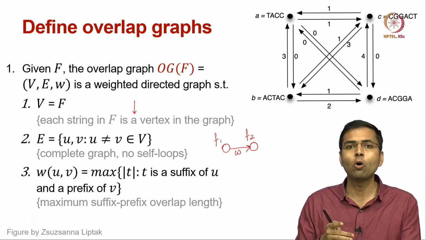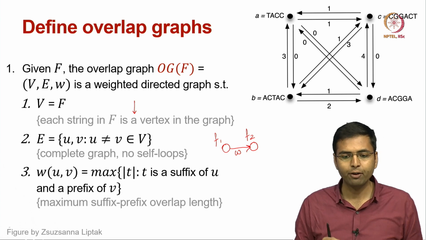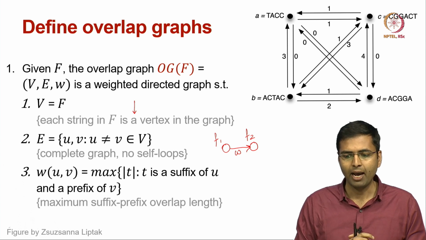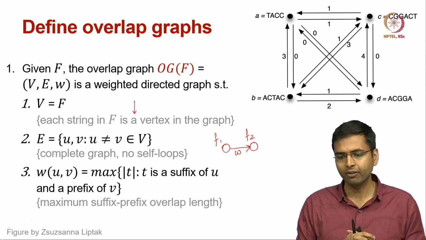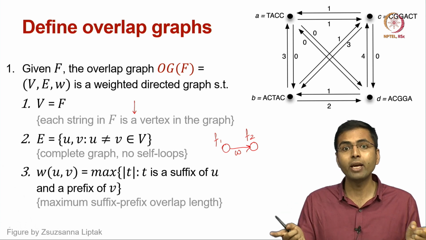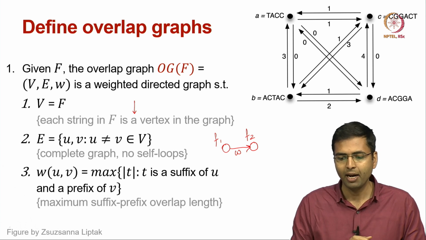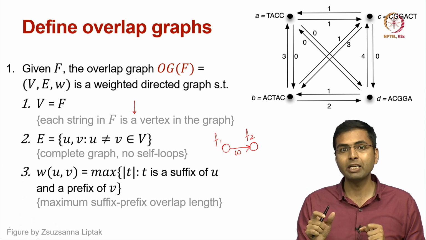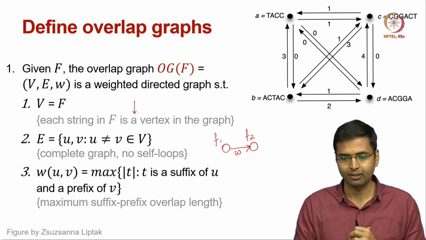So, an example is shown on the top where you have 4 strings and you see a complete graph, right. So, between every pair of vertices you have edges going both ways and the weight of each edge corresponds to the suffix prefix match between those two strings.